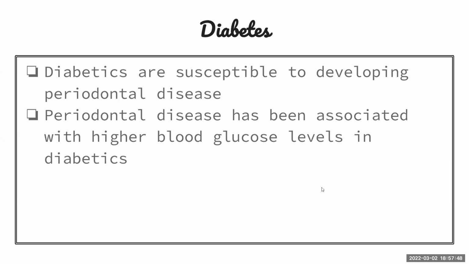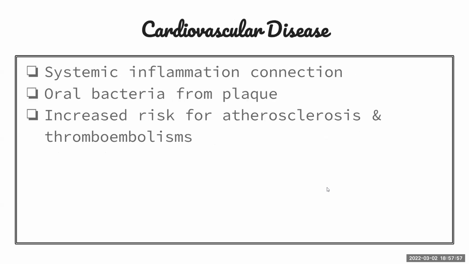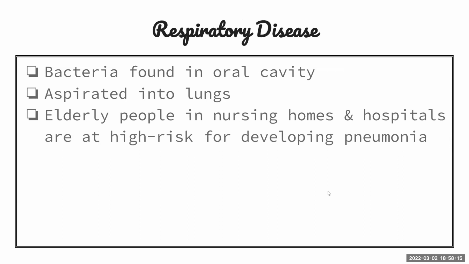All right, diabetics, poor PMN reduction, glucose levels, again, in diabetes needs to be maintained. Cardiovascular disease, they're finding the bacteria in the mouth, in the atherosclerosis, as well as the thromboembolisms. They're finding oral bacteria in this stuff and our clogged arteries and thromboembolisms. Bacteria from the mouth is found into the lungs, especially if you're hospitalized.